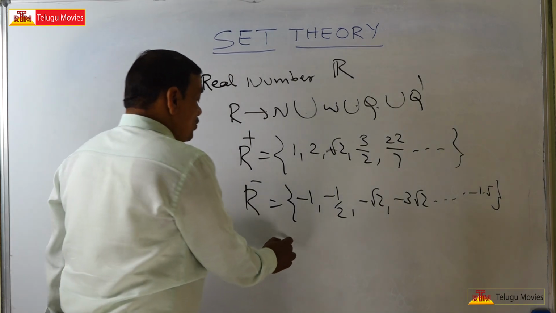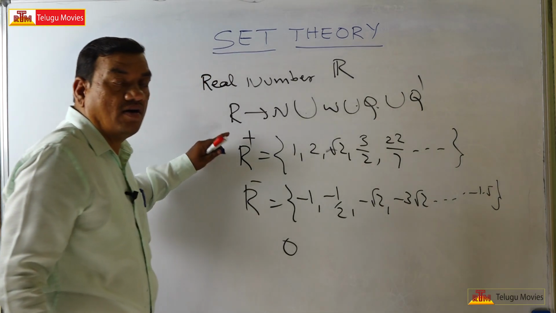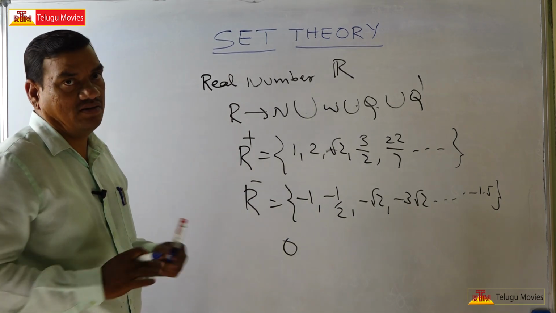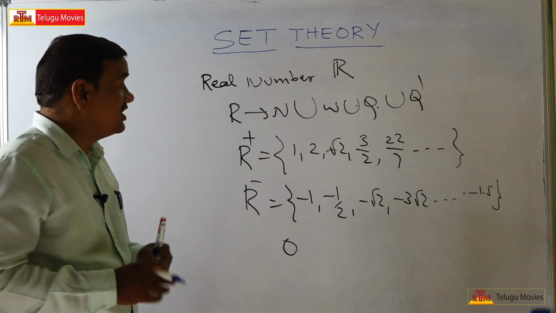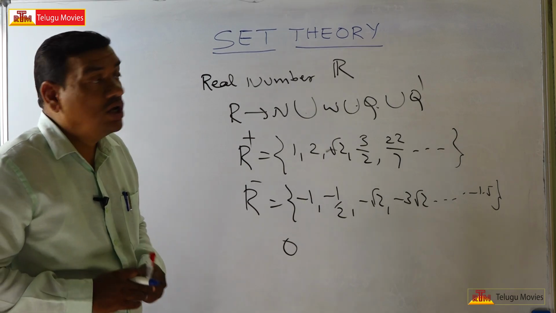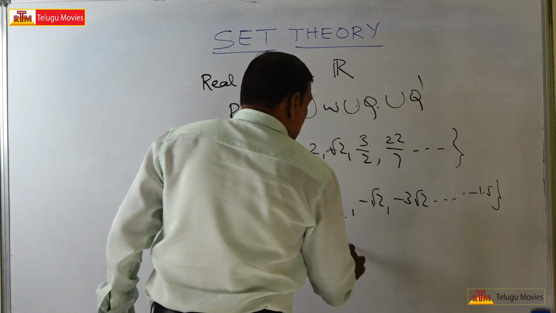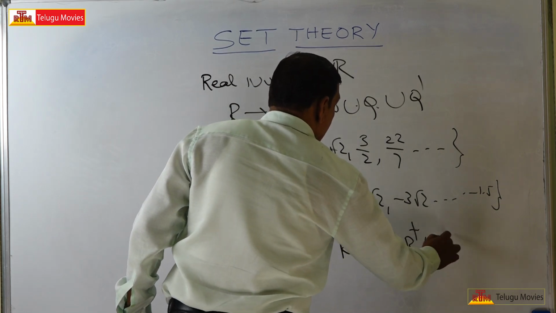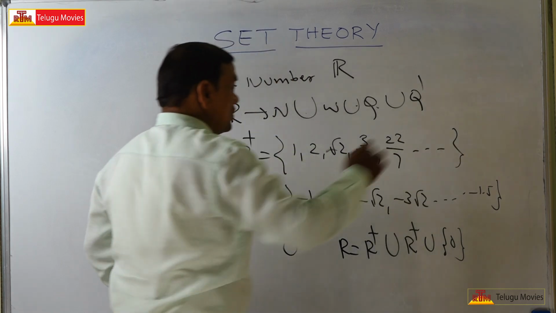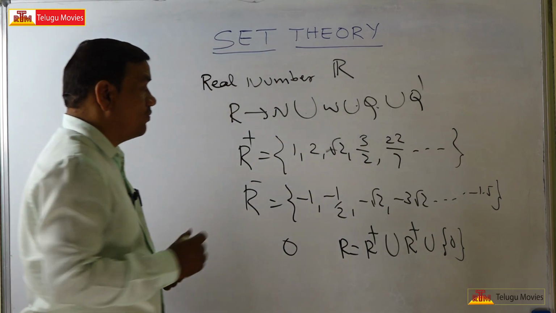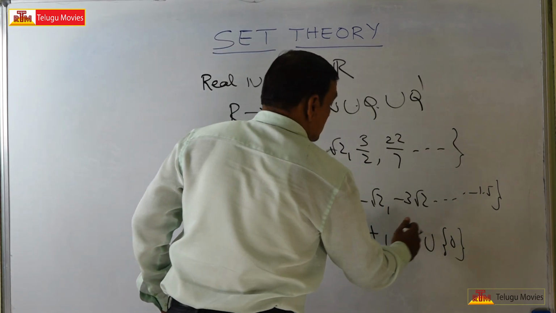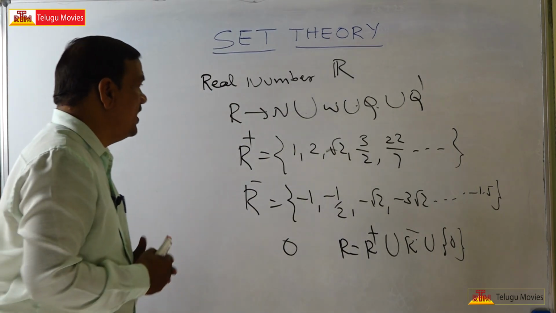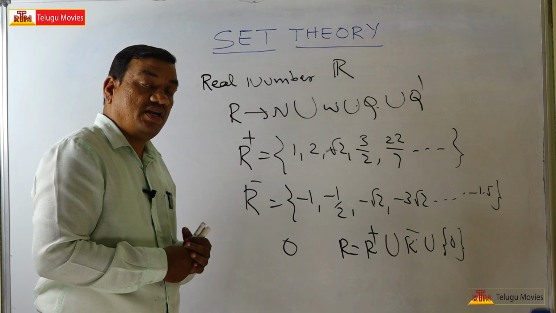Of course, 0 is neither a positive real number nor a negative real number. It is just a real number. That's all. It does not belong to either of the sets. So on the whole, real numbers means the set of positive numbers, the set of negative numbers and 0. These altogether we call the real number set.